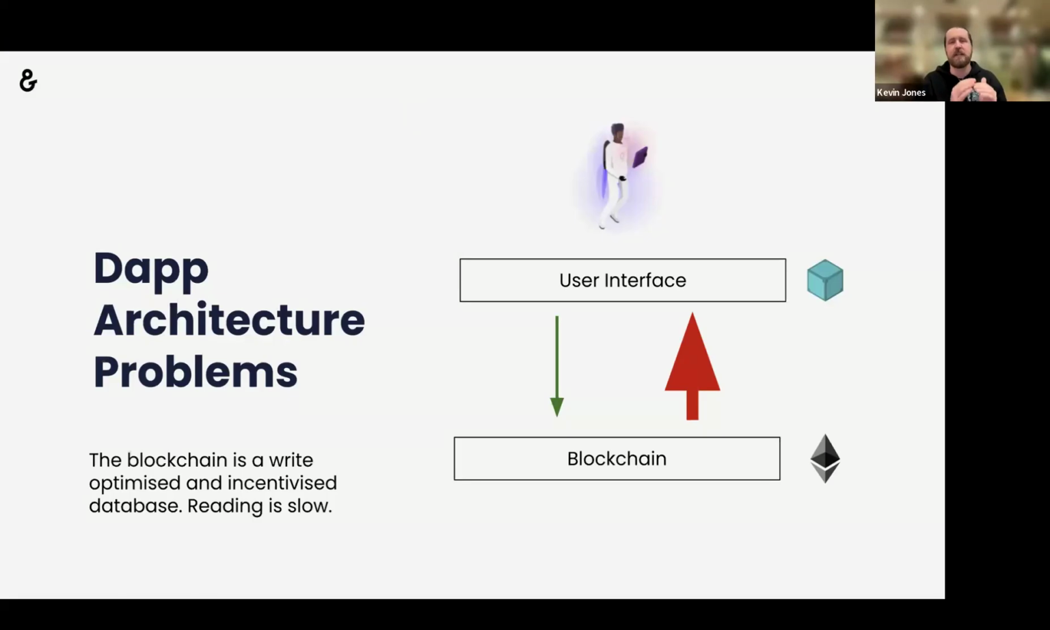Essentially, the blockchains are incentivized for writing, right? You pay gas to update state on your blockchain. But when it comes to reading data, you don't pay anything. It's free. So there's no incentive for the RPC or the node to give you that data in a quick and reliable way.